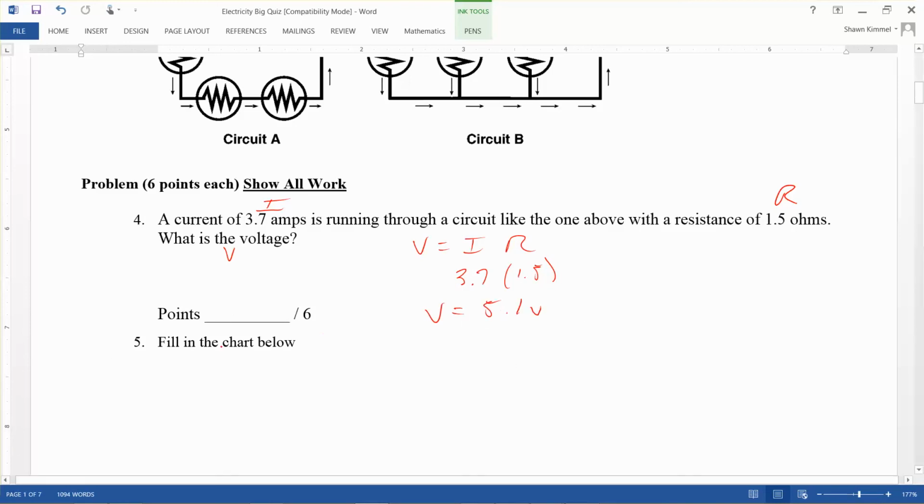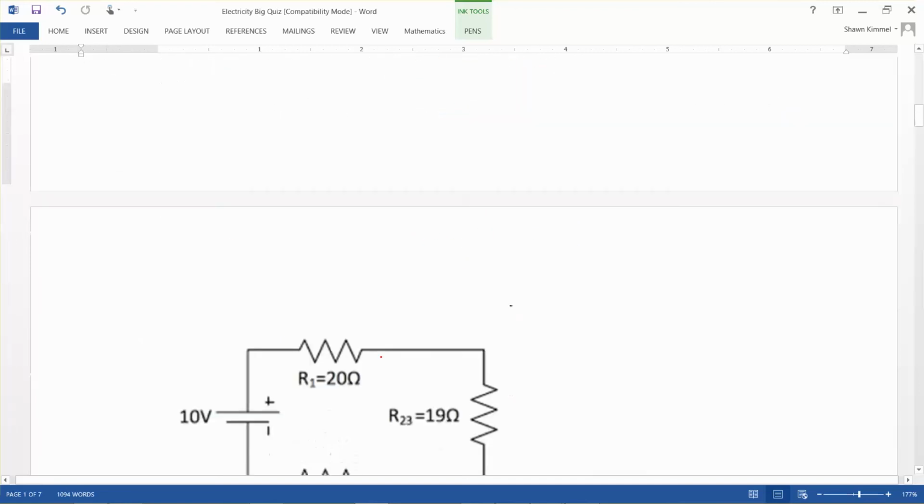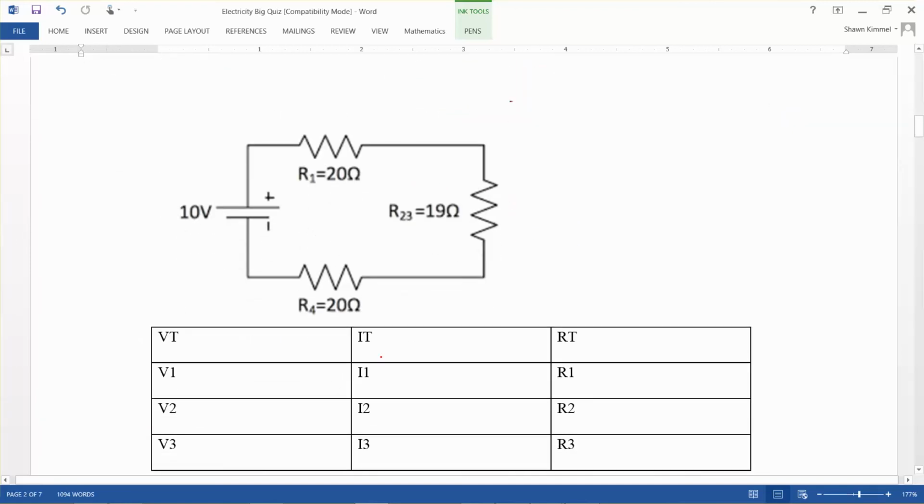Okay, so fill in the chart below. You heard it, we're going to be filling in charts. For this, I'm going to follow my steps for a series circuit. The first step is to plug in the givens. This is 10 volts. Resistor 1 is 20 ohms. Resistor 2 is 19 ohms. Resistor 3, I guess that's 23, and this is actually resistor 4.